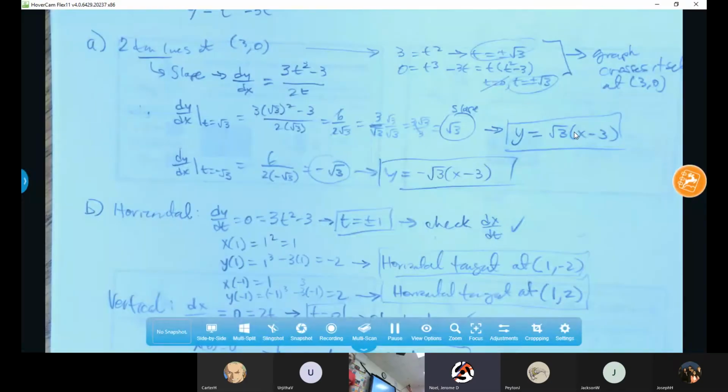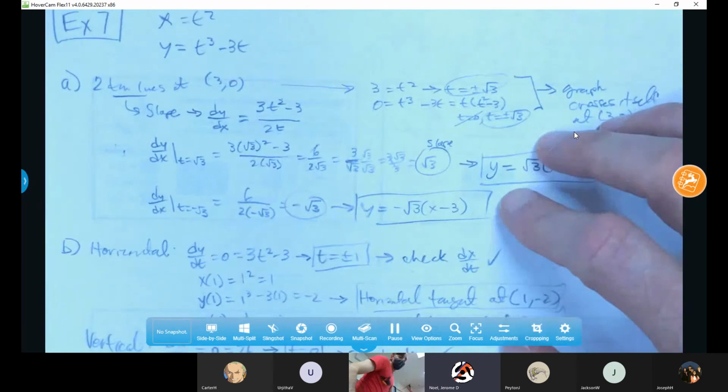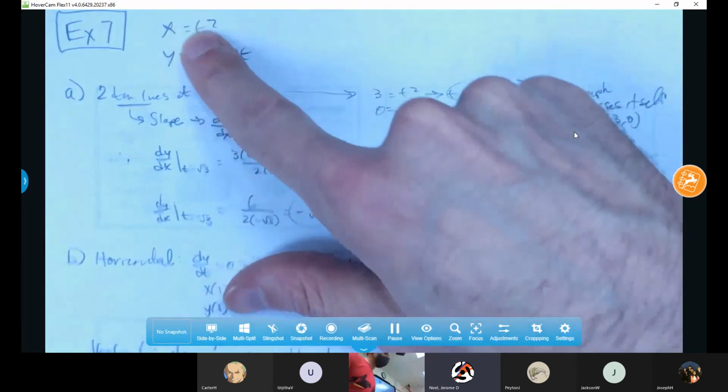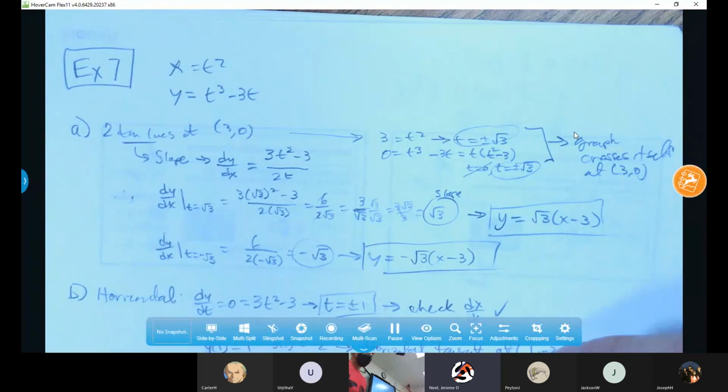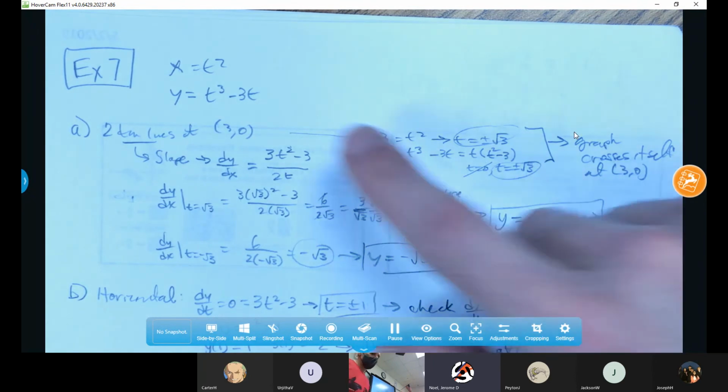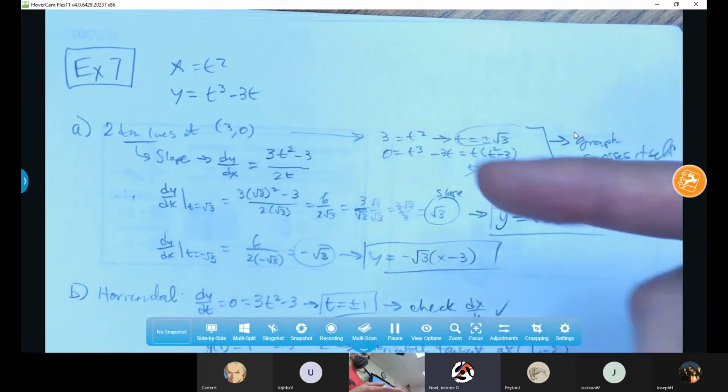Marco. All right, so here you go. Worked out solutions. Here's the original set of parametric equations. And it said that you're supposed to show that you actually have two tangent lines that meet at (3, 0), right? Okay, so you can do this a couple of different ways.